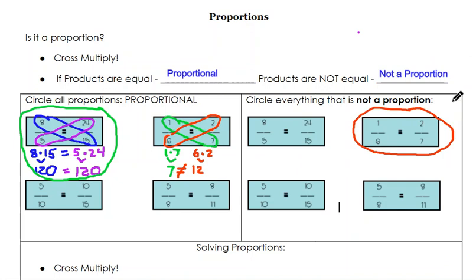Okay, all right, so what I want you to do is try these two on your own. Circle it over here if it's a proportion. Circle it over here if it's not a proportion. All right, pause the video. Try those two on your own. Unpause it when you're done.